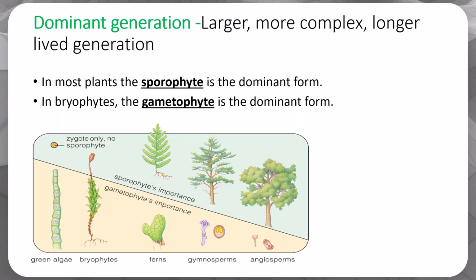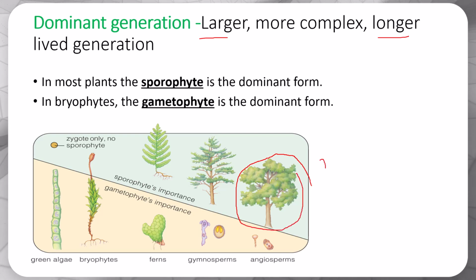So in plants, they have a dominant generation and a more reduced generation. The dominant generation, we're not talking about Mendelian genetics, dominant, recessive. That's not what we're talking about. In plants, the dominant generation is the larger, more complex, longer-lived generation. In most plants, the sporophyte is the dominant form. So if you are looking at an oak tree, you are really looking at the sporophyte generation, the diploid generation. In most plants, the gametophyte generation, the haploid generation, is really reduced.